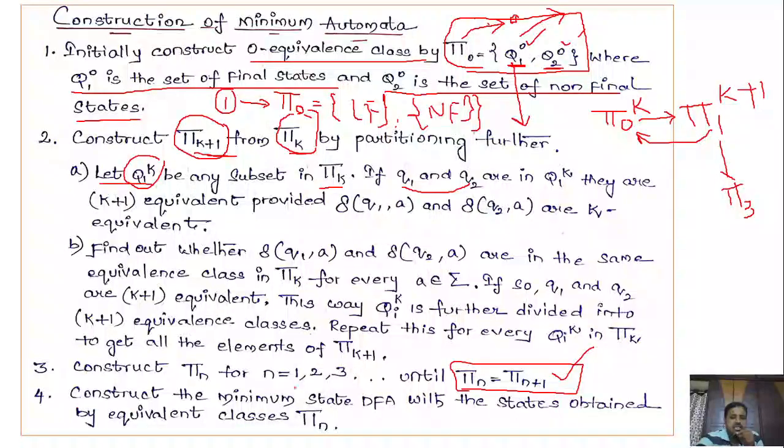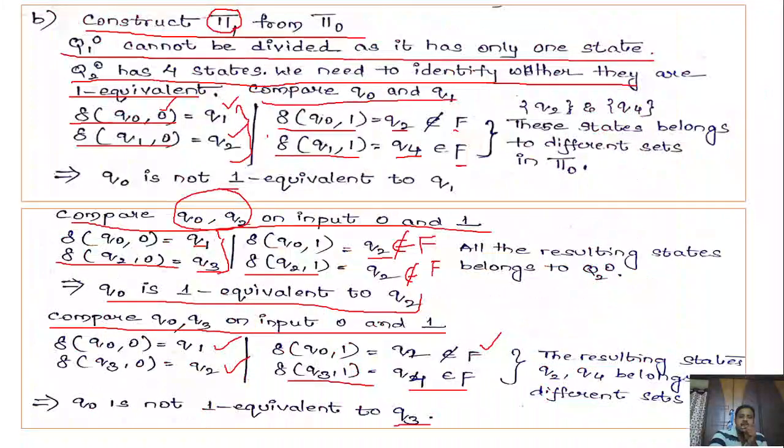Next, construct the minimum state DFA with states obtained by the equivalence classes of pi n. Whatever state sets we get in the final pi n, by using those states we are going to construct the minimum DFA. So this is the overall process of the partitioning method that we use for constructing the minimum DFA.